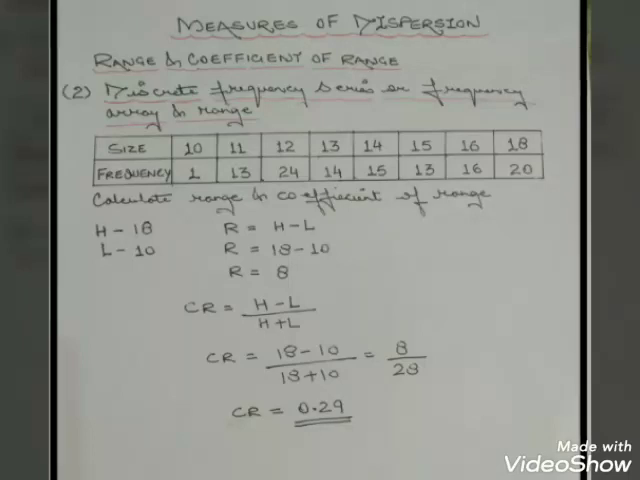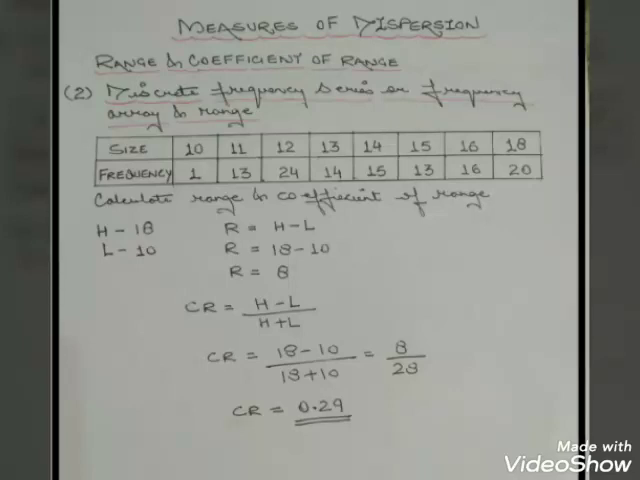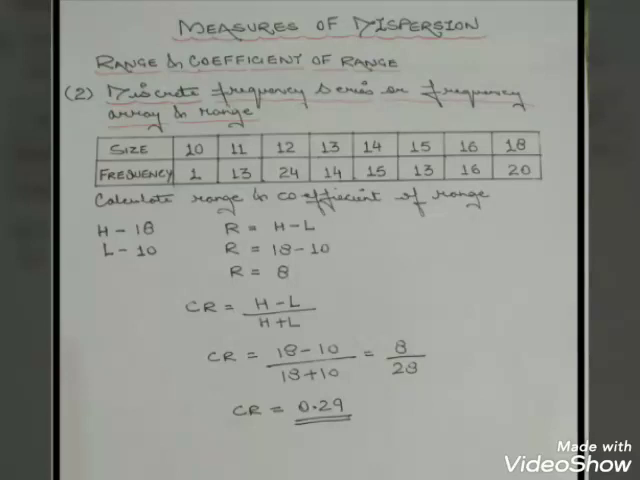Now children, if you see over here, there is a data which has been given where we have a size as well as the frequency. With the help of this data, I am going to explain how we are going to calculate range and coefficient of range by discrete frequency series. The size which has been given over here is 10, 11, 12, 13, 14, 15, 16 and 18. And the frequency which has been given to us is 1, 13, 24, 14, 15, 13, 16 and 20.